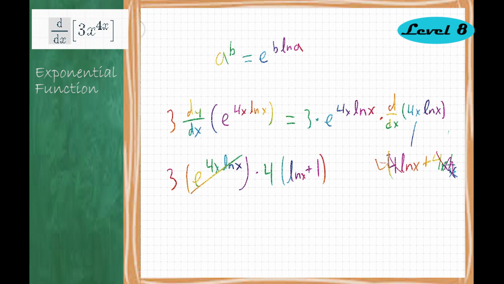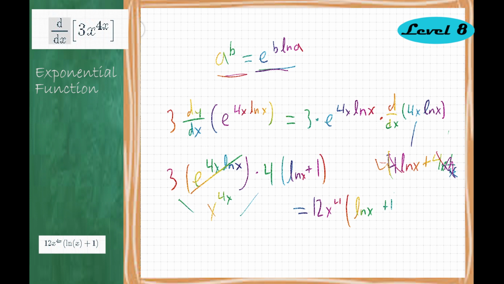This we can bring back to our a to the b expression rather. So this will just be x to the 4x. So we have 12 times x to the 4x. And then this will be multiplied by natural log of x plus 1. Oh yes, that was definitely quite interesting for a level 8.